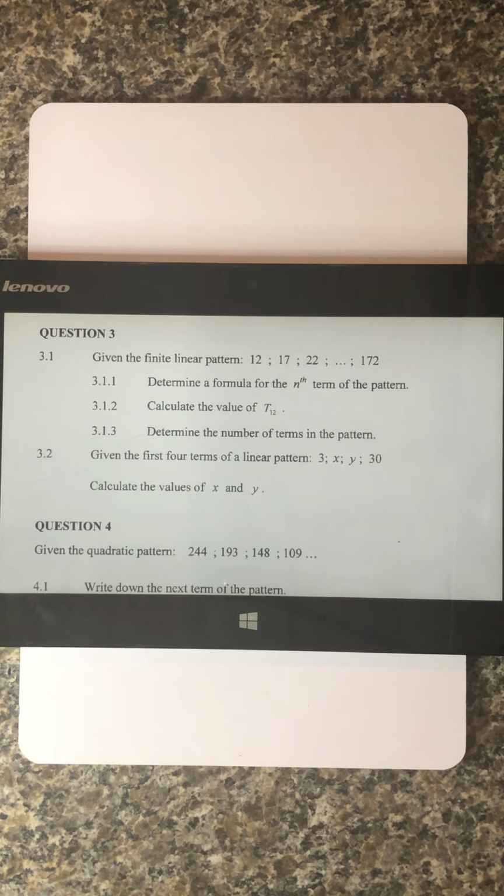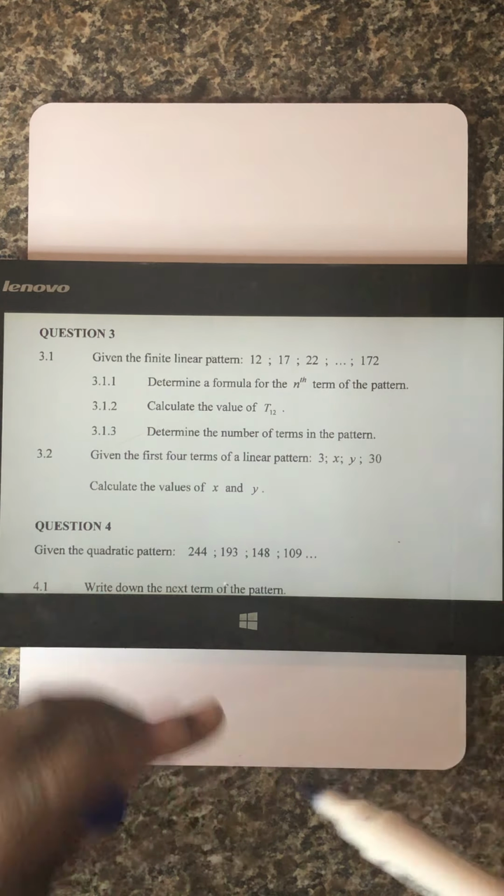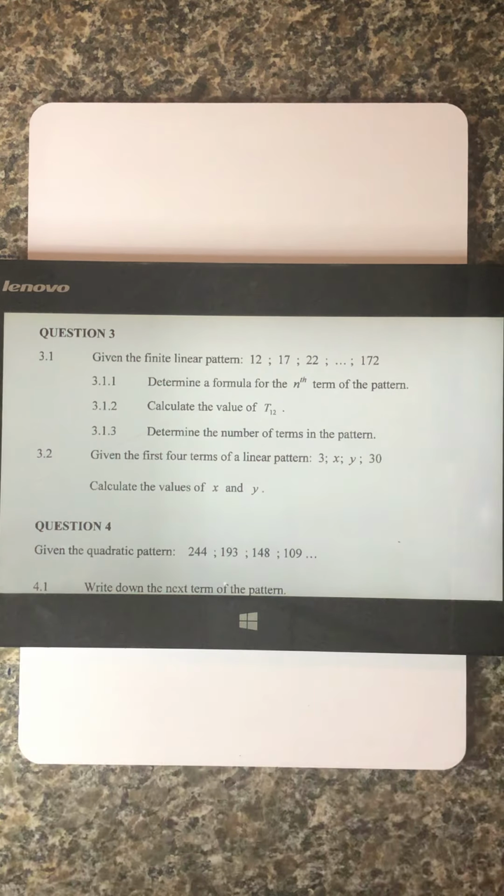So guys, I hope you're able to see my screen. For today's lesson, we'll be looking at a chapter called Sequence and Series. We'll be doing question 3 of the question paper of November 2017.